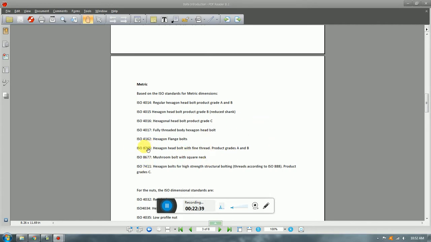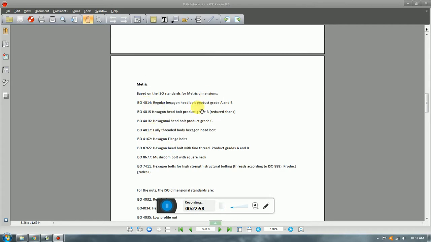And then you're going to get these other types. This one is a hexagon regular head bolt with a fine thread, the mushroom bolt, and, for example, a specific structural bolt for high-strength structural bolting. These I haven't used, so I can't really talk too much about them. But these ones are regular ones.